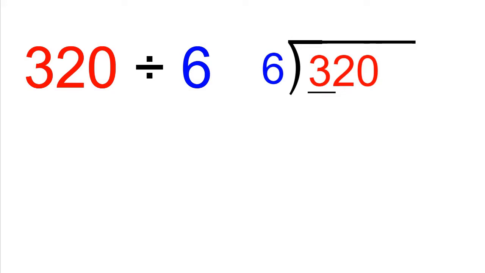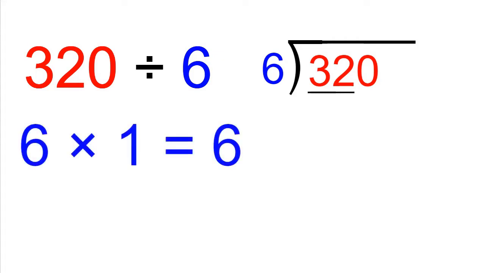So in this case, what we do is that we look at two digits because 3 is smaller than 6. So we are left with 32. Now 32 is bigger than 6, so we can divide it. Now we have to find a number to multiply to 6 to get a number that is close to 32 but not greater than 32. So we go through the 6 times table.